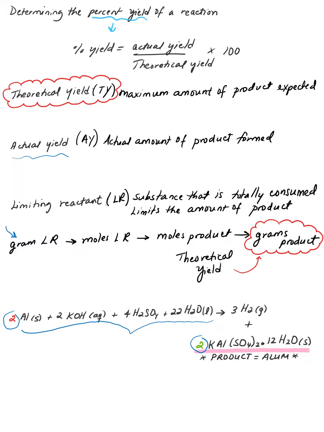In this experiment, the limiting reactant is the amount of aluminum that we're using to start the reaction with. We have potassium hydroxide in excess, sulfuric acid in excess, and we have an excess of water. So we can actually calculate the maximum amount of product that you can get from your initial amount of aluminum.